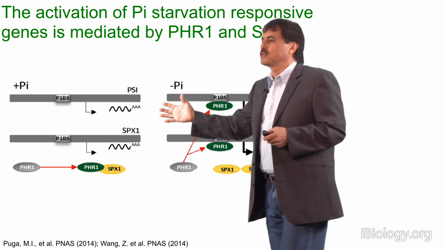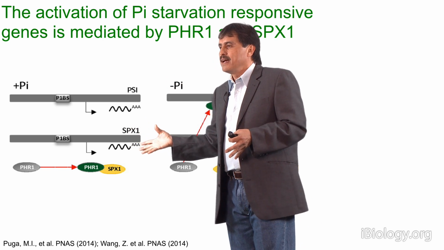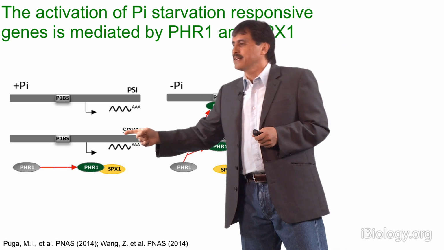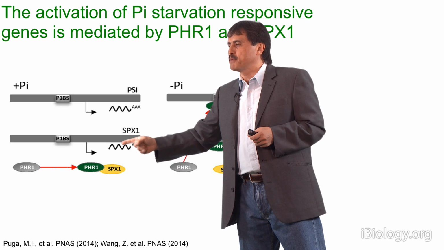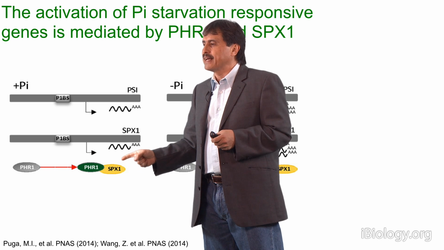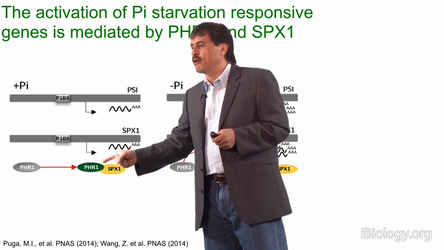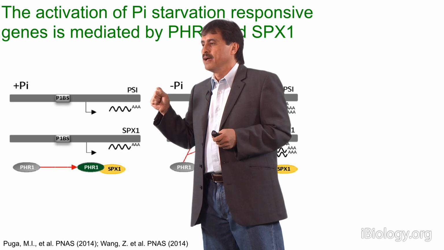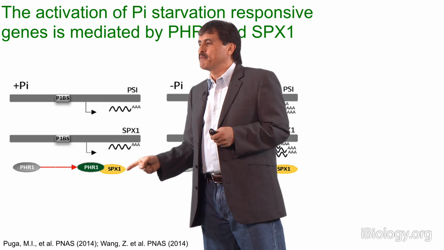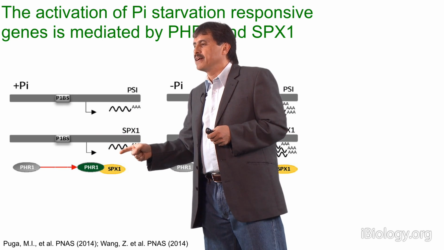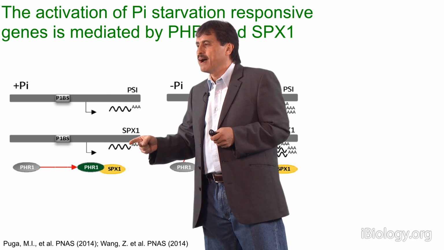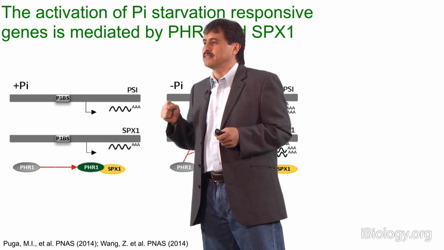So how does this system work, how is phosphate detected? One very interesting recent advance in the understanding of this mechanism is the study of two proteins, PHR1, which is the transcription factor that I just mentioned in the previous slide, and SPX1, which is a repressor of the transcriptional activity of PHR1. So when the plant is exposed to high phosphate, PHR1 and SPX1 form a complex which is not active. So the genes that are responsive to low phosphate are not activated and they have low transcriptional activity.